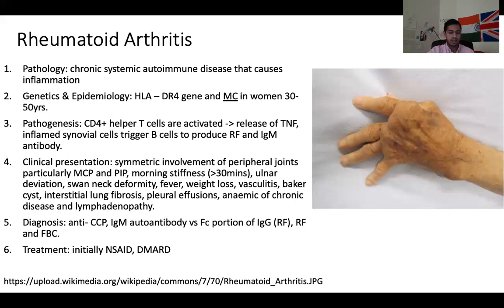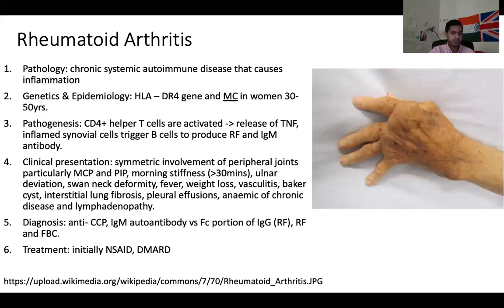Diagnosis, as you can see, I have mentioned rheumatoid factor here, but rheumatoid factor isn't the most sensitive of tests for rheumatoid arthritis. Usually the most sensitive test is anti-CCP, so anti-cyclic citrullinated peptide, along with the IgM autoantibody versus the Fc portion of the IgG, rheumatoid factor, and also a full blood count, so we can have fever and anemia as well.